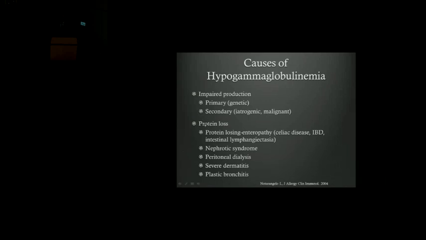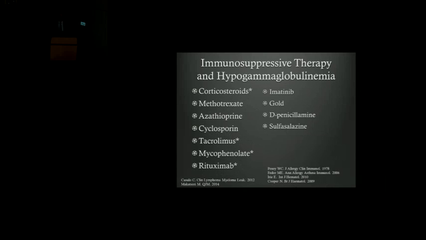I won't belabor this, but of course if you're losing protein somewhere, whether through the GI tract or the kidney, you can have hypogammaglobulinemia. Here's a laundry list of medications that we know can cause hypogam, and I hear people say a lot that corticosteroids don't cause hypogammaglobulinemia. That's not true. They do and they can, and that's been well documented. It usually takes higher doses for months at a time, so it's not going to be your asthma patient who takes prednisone a couple times a year.